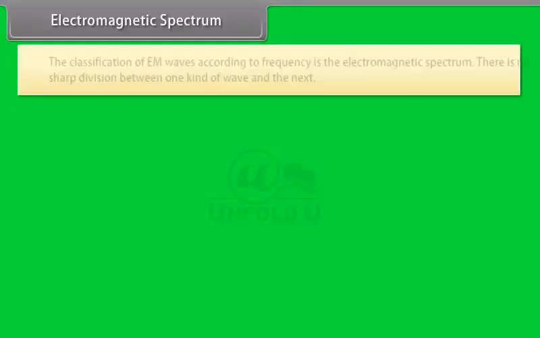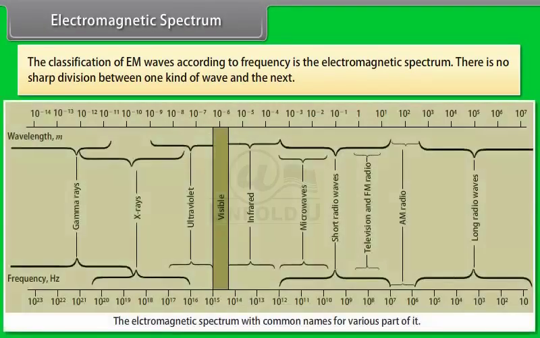The speed of electromagnetic waves in a material medium is given by the relation v is equal to C upon n. Electromagnetic spectrum: the classification of EM waves according to frequency is the electromagnetic spectrum. There is no sharp division between one kind of wave and the next. The classification is based on how the waves are produced or detected. Let us describe these different types of electromagnetic waves in order of decreasing wavelengths.